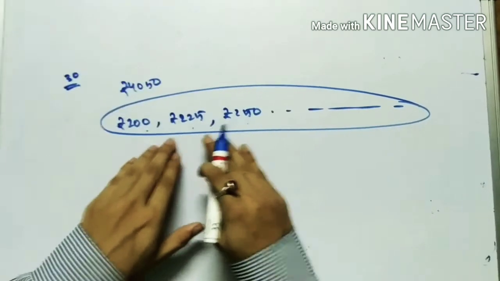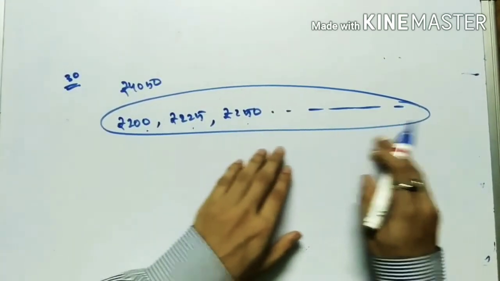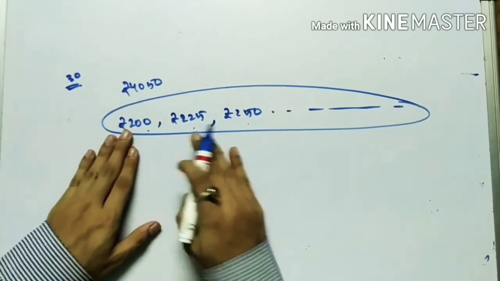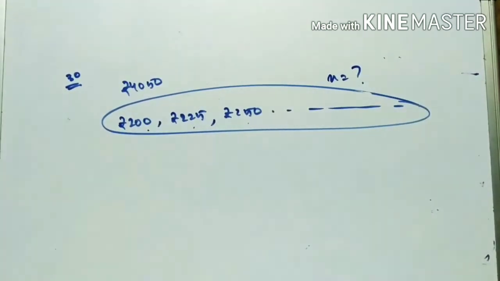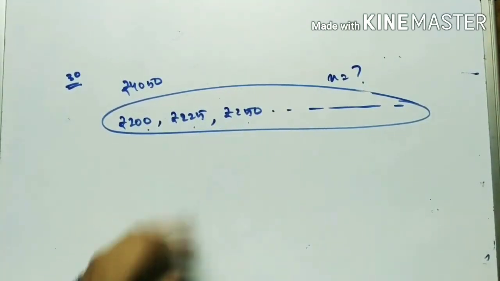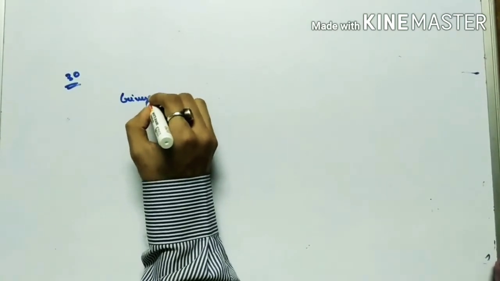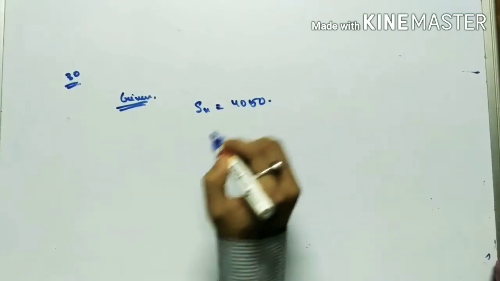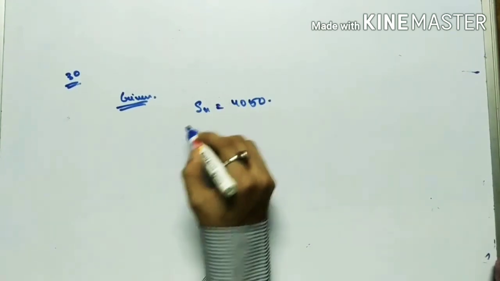That means how many installments he has to pay so that he can repay the entire loan. That means how many terms there are, the n value I have to find here. Okay, very easy. So in here you see, directly I will write: given Sn is equal to 4050, it is given.